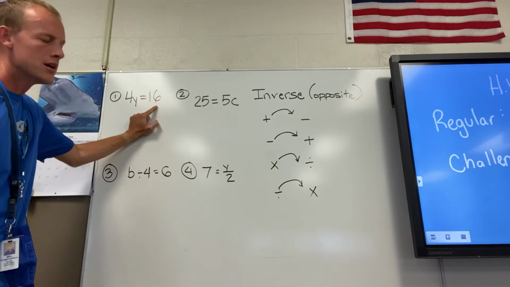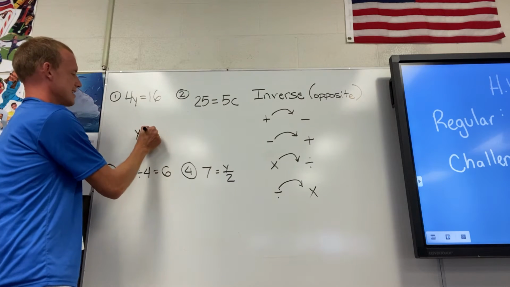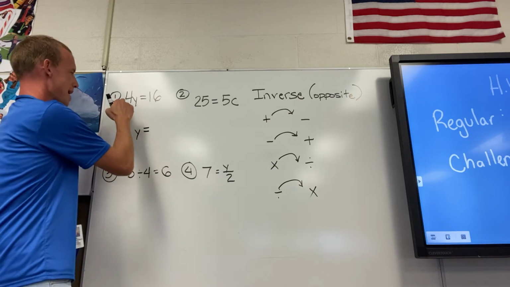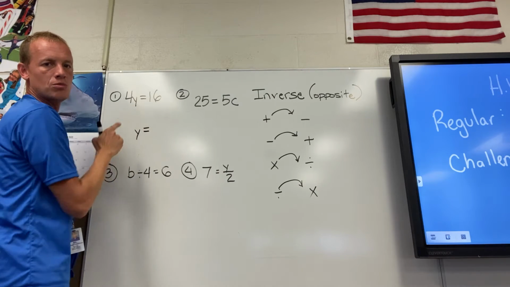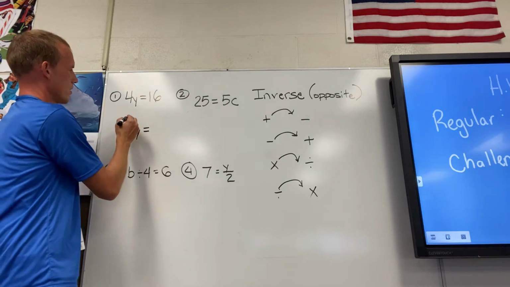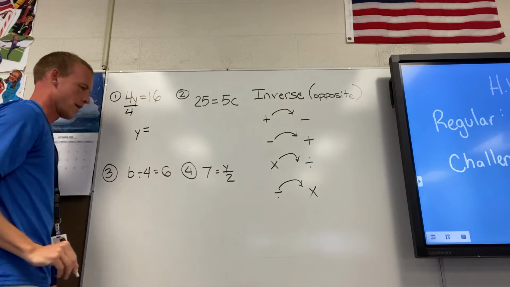Okay, so as I'm looking here at 4 problems, my first problem says 4 times y equals 16. Write this on your board. So I need to figure out a way that I can get y by itself. So right now I'm multiplying by 4. What would be the inverse to multiplying by 4? You're right, it would be to divide by 4.